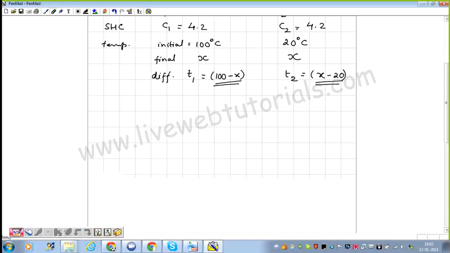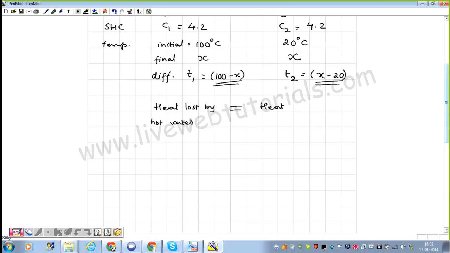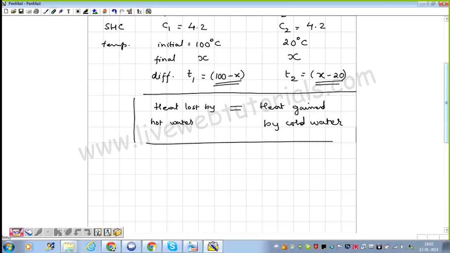Next part is, now the principle that we are using over here is heat lost by hot water is going to be equal to heat gained by cold water. This is known as principle of heat exchanges. Of course, here the most important question that is asked is, what is the assumption that you have made? Heat lost to the surroundings is neglected.